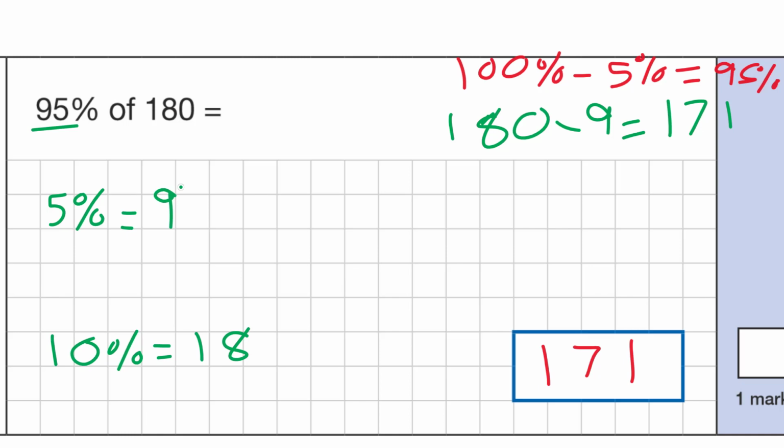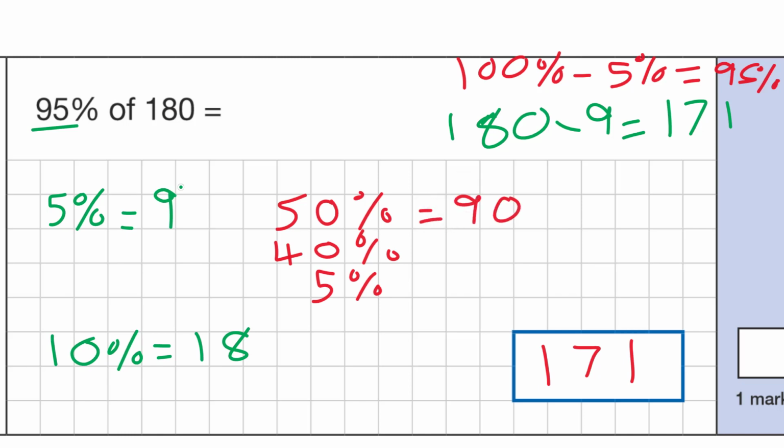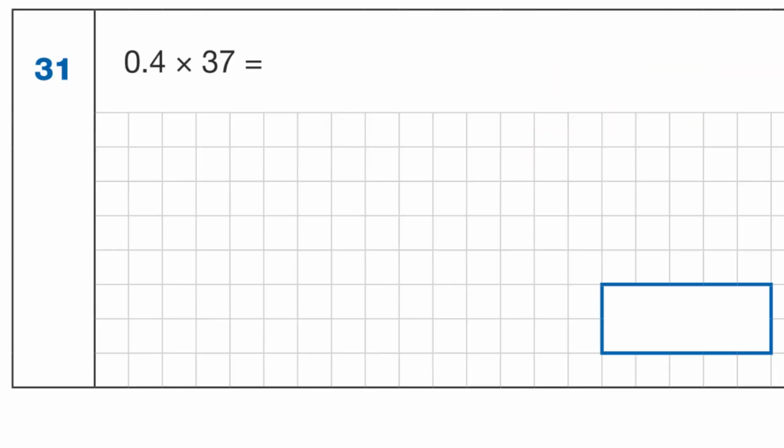Okay, if you wanted to, you could find 50%. You could find 40% by finding 10% and timesing that by 4, and then you could find 5%. So my 50% would have been 90 because it's half. 10% we've already got is 18. So 4 lots of that is 72, and then half is 9. And if you added all those together, you will find that you will also get the answer of 171, but it's a lot quicker to find the 5% and subtract that.